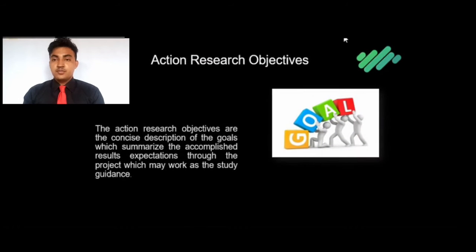Then we have the other variable, which is action research objectives. Action research objectives are the concise description of the goals which summarize the accomplished results expectation for the project, which may work as the study guidance. In the words of Grasso, students have problems elaborating objectives because they tend to mix their personal objectives with the research objectives.